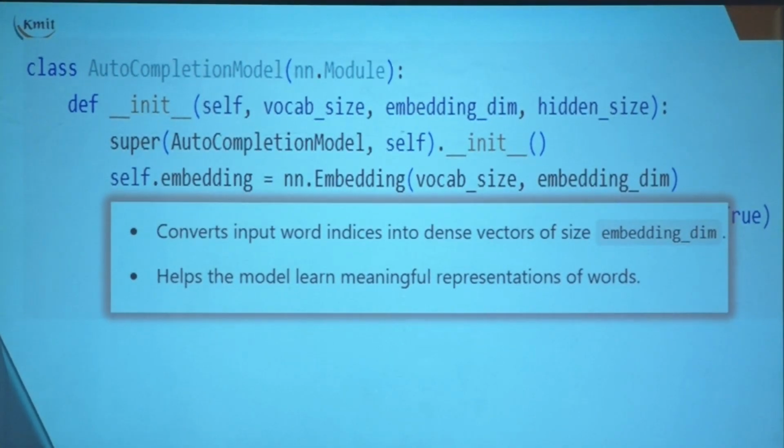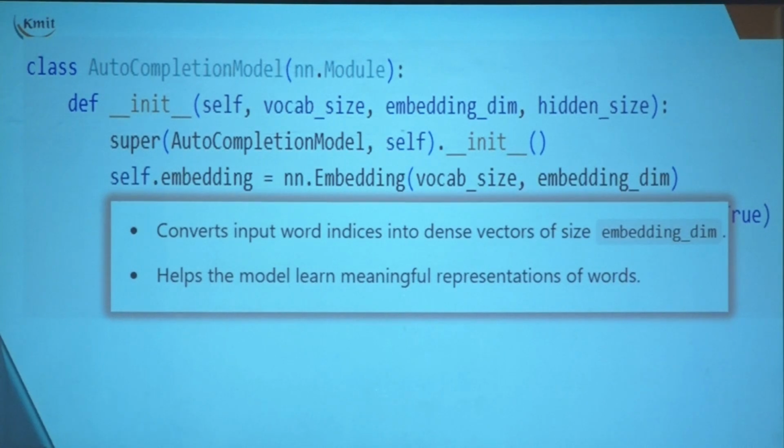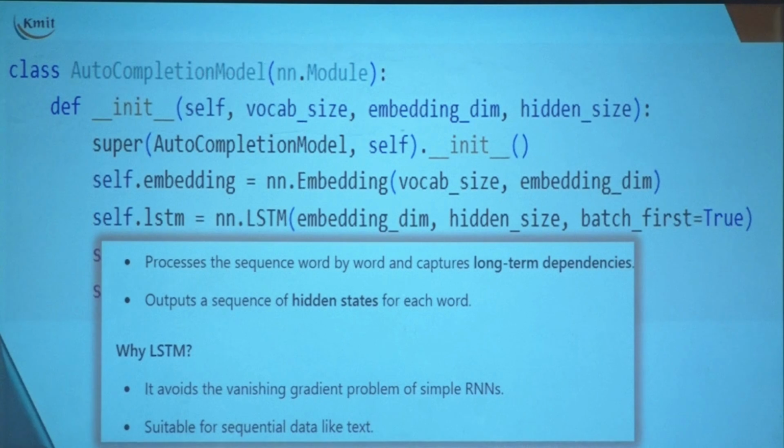Here the size is defined by embedding dim. It helps the model learn meaningful representations of the word. Now, once you got your vectors, what do you have to do? You have to pass those vectors to your sequential model using LSTM.